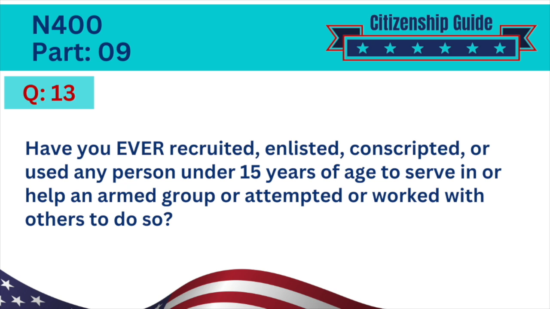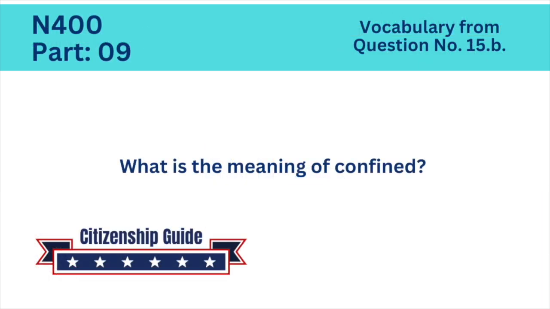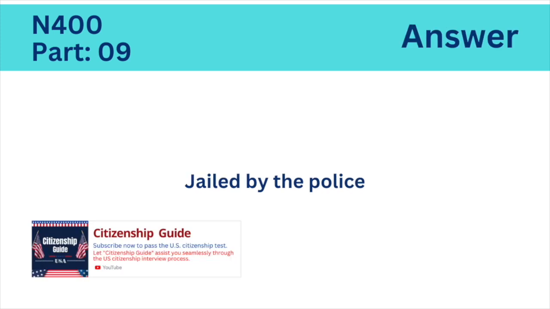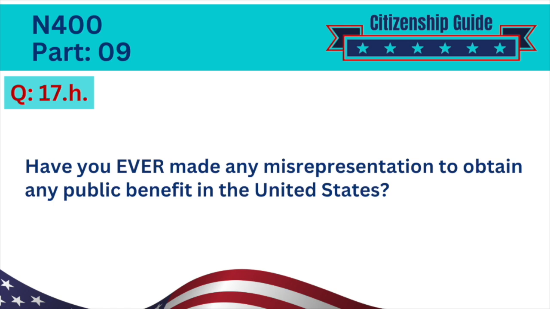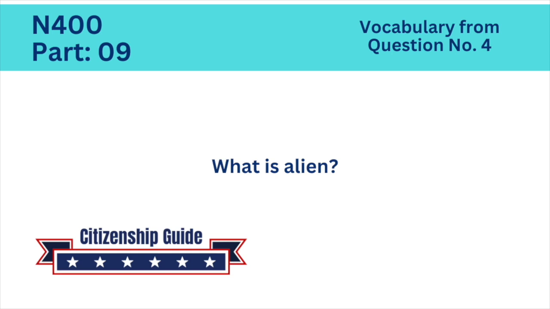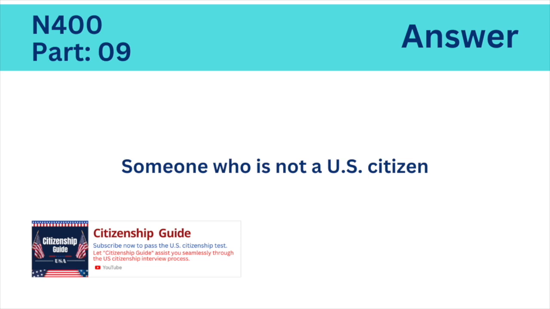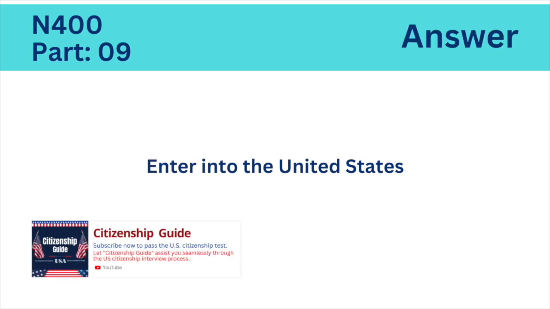Have you ever recruited, enlisted, conscripted, or used any person under 15 years of age to serve in, or help an armed group, or attempted, or worked with others to do so? No. What is the meaning of confined? Jailed by the police. Have you ever made any misrepresentation to obtain any public benefit in the United States? No. What is alien? Someone who is not a U.S. citizen. Define, admission into the United States. Enter into the United States.